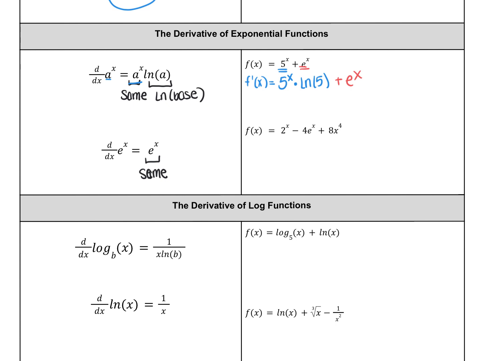All right, second example, f prime of x. We want to take the derivative of 2 to the x. So that's the same thing as this. So same times ln of the base.